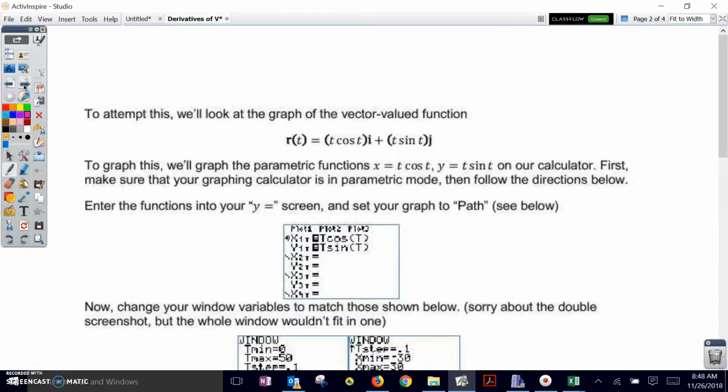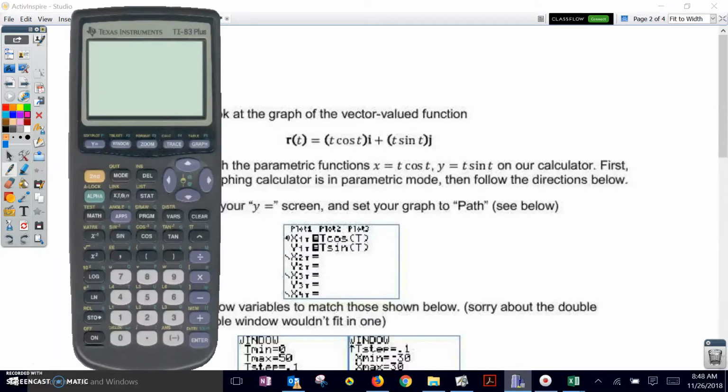Alright, let's look at this. We're going to look at the vector-valued function r of t equals t cosine of t i plus t sine of t j. We'll look at this on our calculator. In order to look at this graph, we want to be in parametric mode. We're going to type in the function t cosine of t as our x component, and t sine of t as our y component.